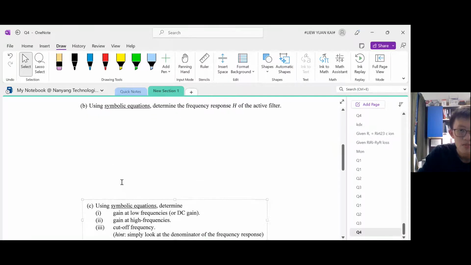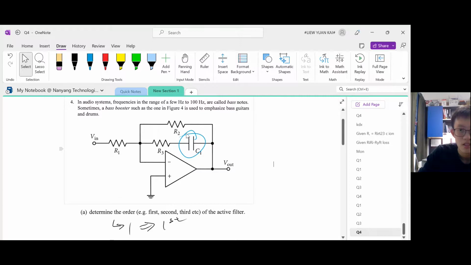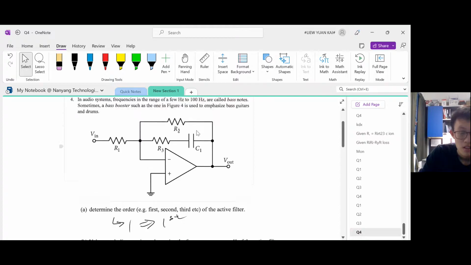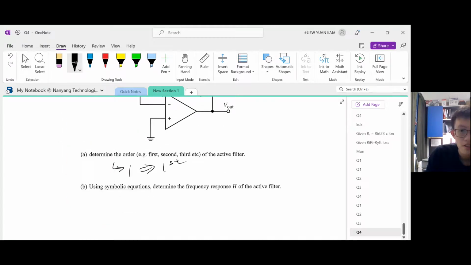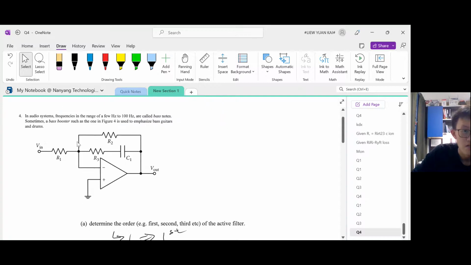Next, using symbolic equations, determine the frequency response H of the active filter. Okay. So the frequency response, remember the formula is given by V out over V in. So that's our objective. So let's see if we can get V out over V in. Again, you see an op-amp, right? The no-brainer thing to write down to retrieve at least some marks will be to show V plus equal to V minus, I plus equal to I minus equals to 0, and KCL wherever you can.